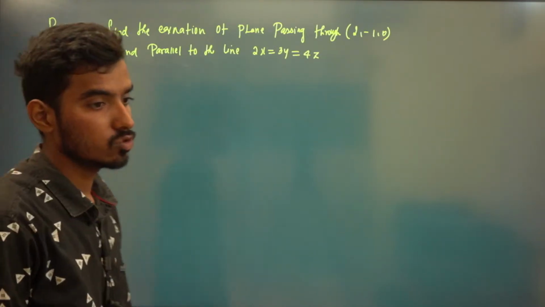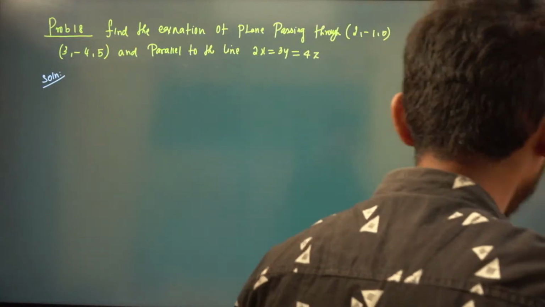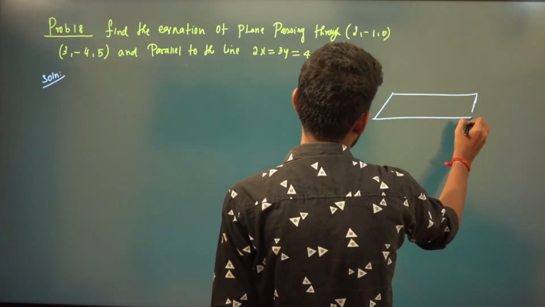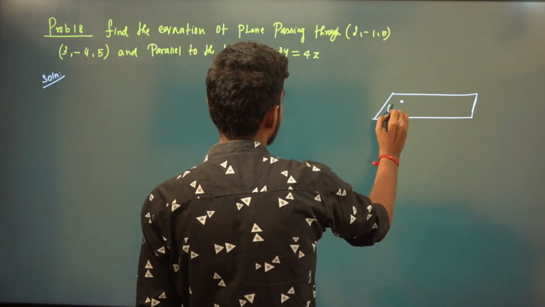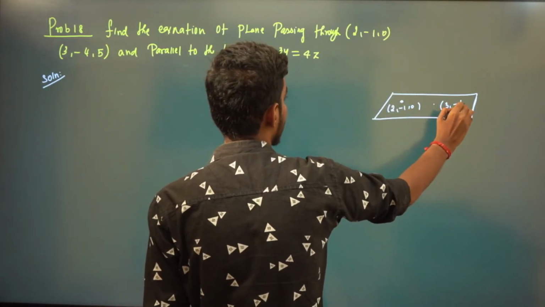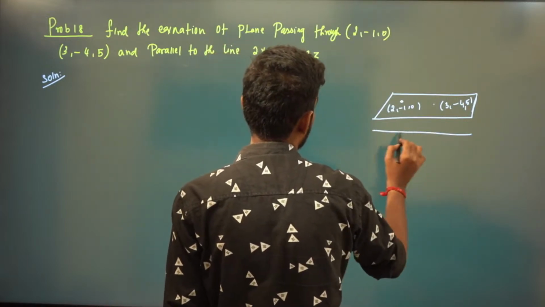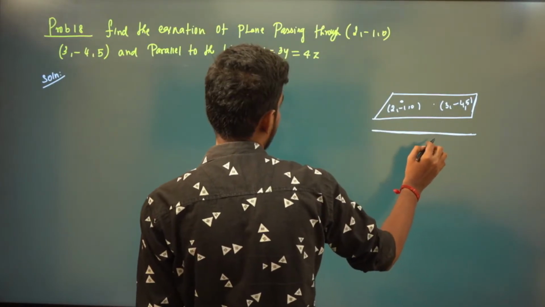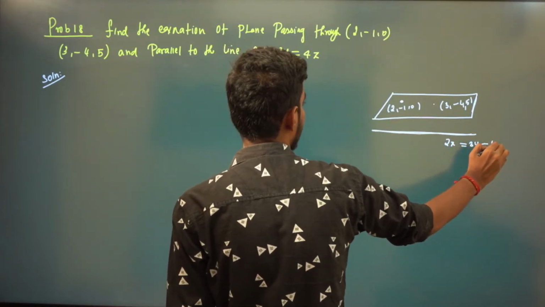That plane has to pass through 2 points. Just recall all the concepts of planes, right? So we need to find the equation of plane, not line, that has to pass through 2, minus 1, 0 and 3, minus 4, 5, and it must be parallel to the line, right? What is the line? 2x is equal to 3y is equal to 4z.